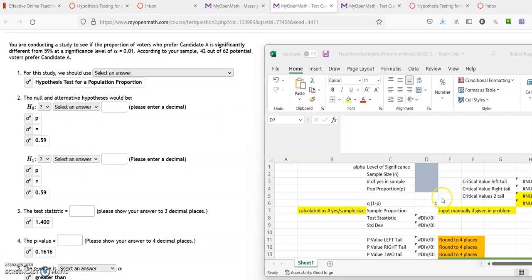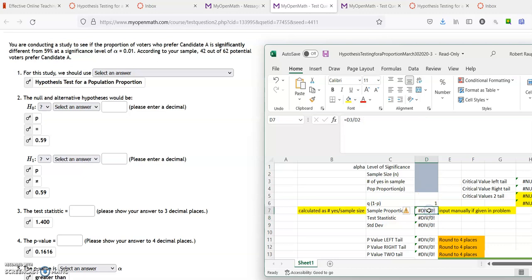Okay, so now you do need to enter number of yes over sample size to get your sample proportion. However, if you just use the same spreadsheet that you just had for the last problem, you're going to need to either get a new one or input the formula. To input the formula, you would just hit equal C4, number of yes, divided by C5 or C2, the sample size, okay?